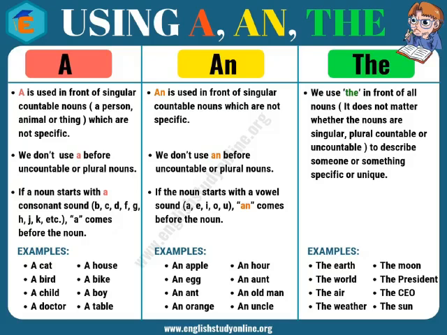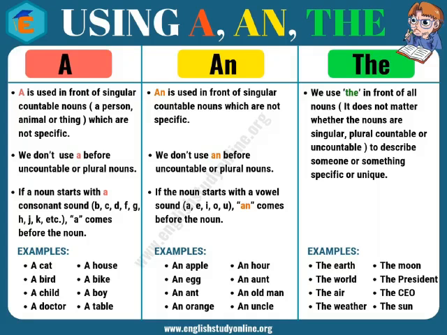Rule number 1. An is used in front of singular countable nouns which are not specific. For example, an orange. Rule 2. We don't use an before uncountable or plural nouns. For example, it would be wrong if we say an oranges. Rule 3. If the noun starts with a vowel sound, an comes before the noun, for example, an apple, an egg, an hour, an ant.